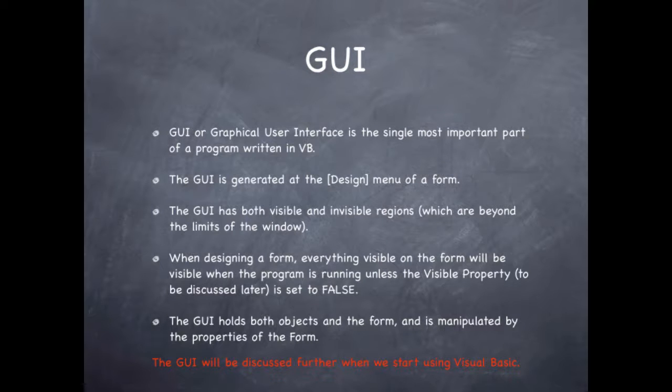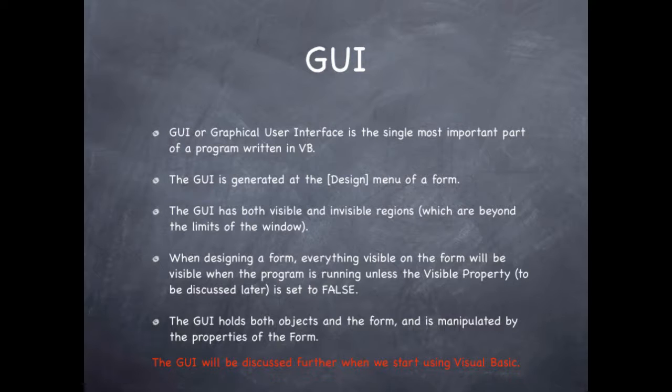The GUI. The GUI is the graphical user interface, and it is the single most important part of VB. Obviously, in Visual Basic, the GUI is really important. It's what defines your program. The GUI is generated at the design menu of a form, and if you've ever opened any project in Visual Basic, the very first thing it does is take you to Form 1, which is the design picture, and lets you design the window.